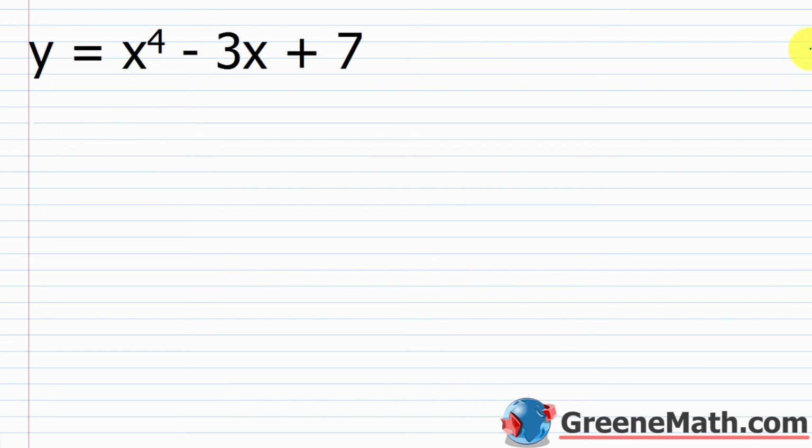So as another example, let's say I saw y equals x to the 4th power minus 3x plus 7. I could write this using function notation as f of x is equal to, everything is the same, just x to the 4th power minus 3x plus 7. Super, super simple. I just replaced y with f of x.